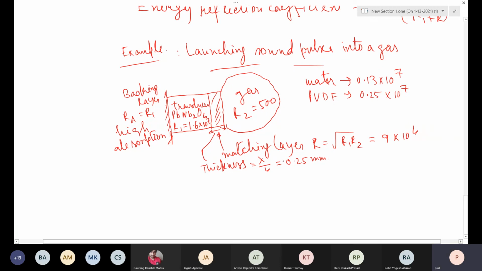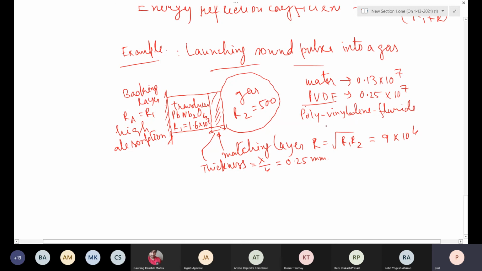So PVDF means? PVDF is polyvinylidene fluoride. It's a polymeric material. There would be some spelling mistake here. Fluoride, fluorine. Okay.